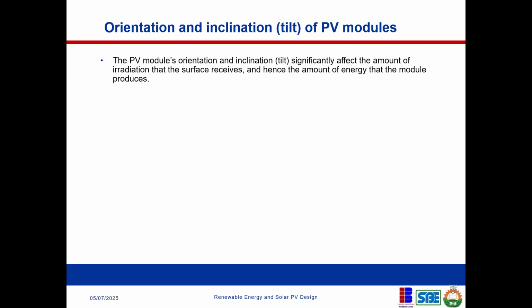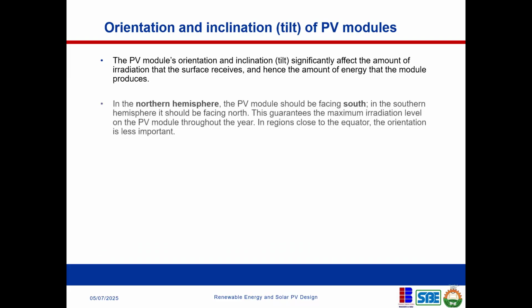So the PV module's orientation and inclination, and when we talk about inclination, we're also talking about the tilt angle. For most of us, we're already used to tilt angle. It's the same thing as inclination. Both the orientation and inclination affect the amount of irradiation that the surface receives, and hence the amount of energy that the module can produce.